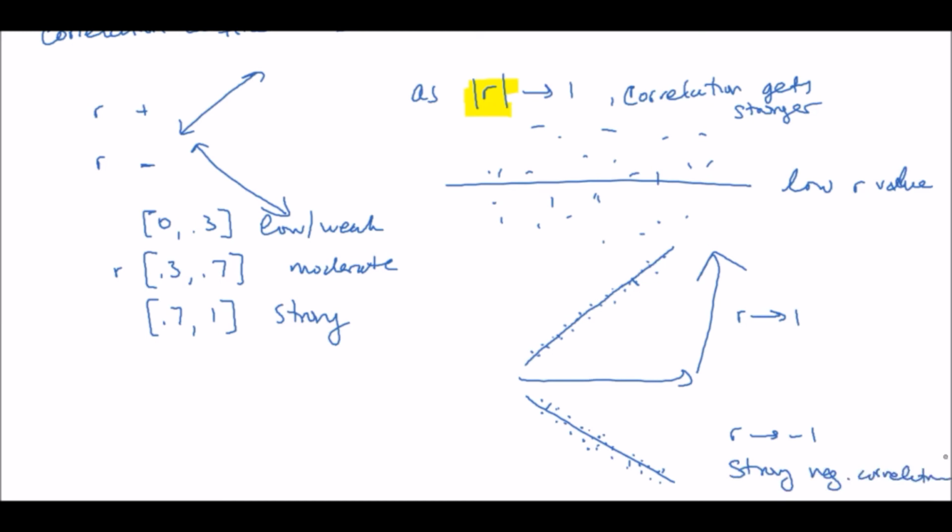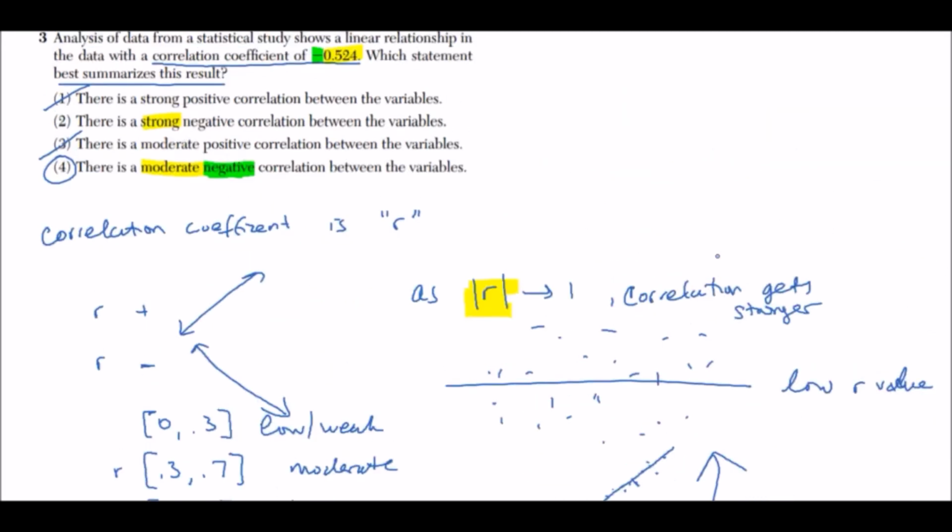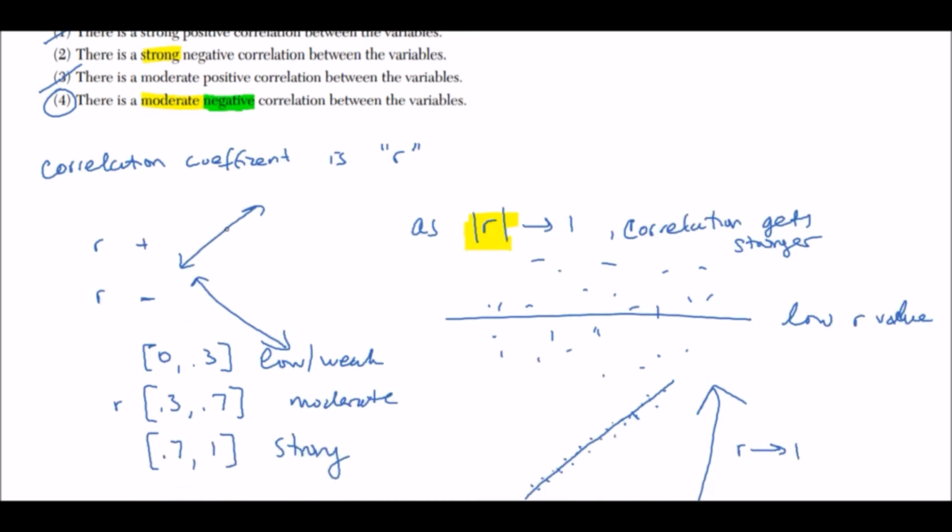So just bear in mind whether it's negative or positive has no bearing on the strength, and whether it's high or low has no bearing on whether it's positive or negative. You just look at the absolute value of the number. So with that, the answer is definitely 4. It's moderate because of the range it falls into, and it is negative because it is a definitely negative correlation.